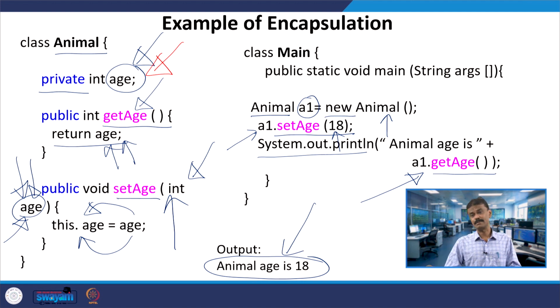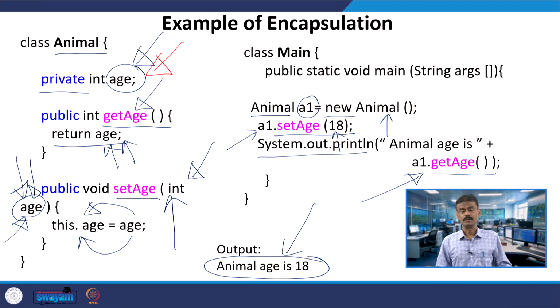So, getter and setter methods. A1.getAge, you can see it is returning age. Therefore, we are getting the value 18. This is how we are able to access the private member data, so the unnecessary use can be avoided.